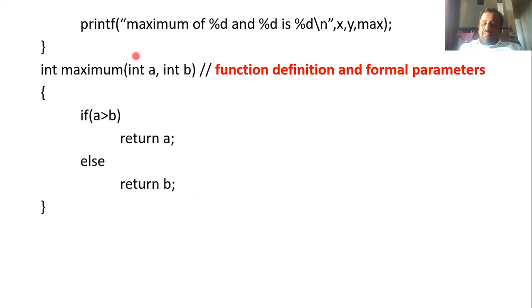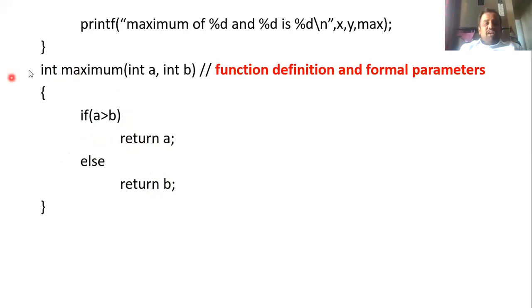So what value will a hold? The x value. What is the x value? 5. That 5 is stored in a. Then int b, what is the b value? b is stored as 10, that is my y value. Once 5 and 10 are stored in these variables, we execute the body of the function. What is the a value? 5. Is 5 greater than 10? No, it's not true. If it is not true, it won't execute this statement. It will directly come to the else part and return the b value. What is the b value? b value is 10.